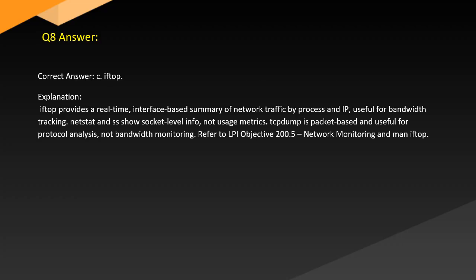Answer. Correct answer C. iftop. Explanation. iftop provides a real-time interface-based summary of network traffic by host and IP, useful for bandwidth tracking. Netstat and ss show socket-level info, not usage metrics. Tcpdump is packet-based and useful for protocol analysis, not bandwidth monitoring. Refer to LPI Objective 200.5, network monitoring and man iftop.